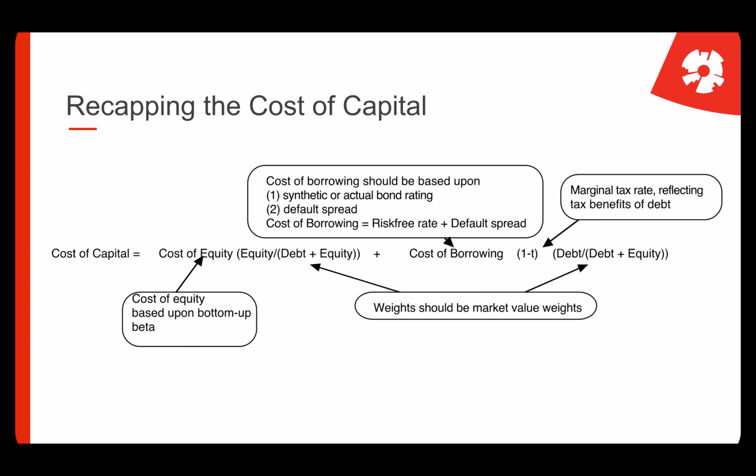To summarize, the cost of equity is based on beta and risk premium. Cost of debt is based on the risk-free rate plus the default spread, and we weigh both by the market values. Put them together and you have the weighted average cost of capital, or the WACC.